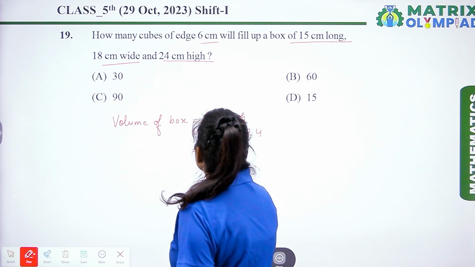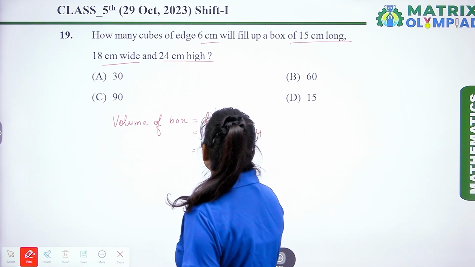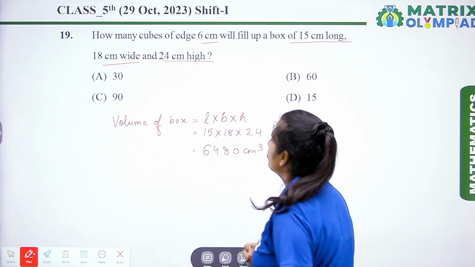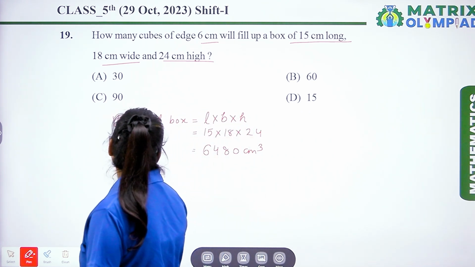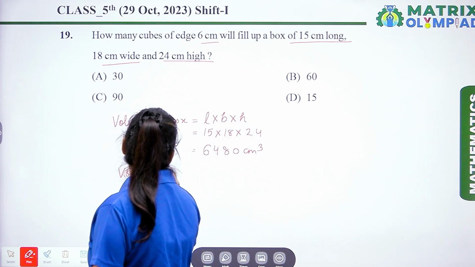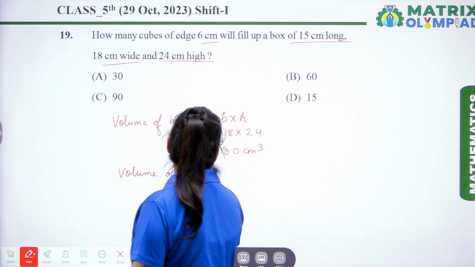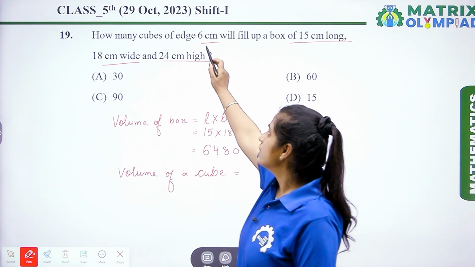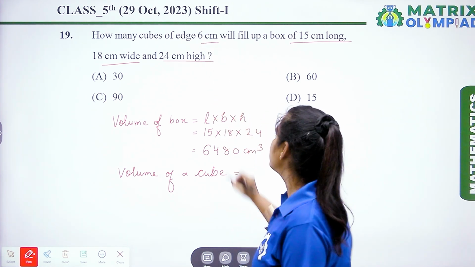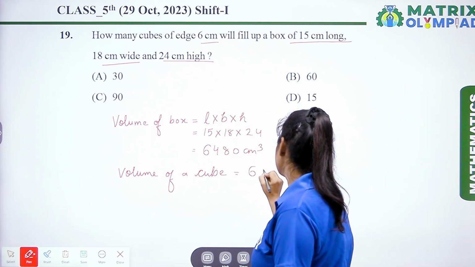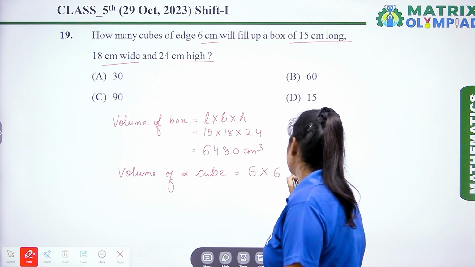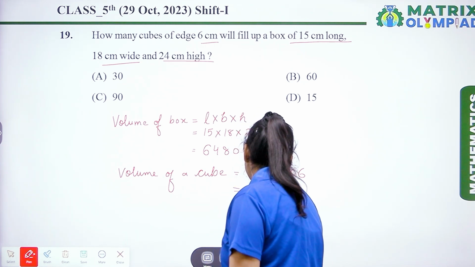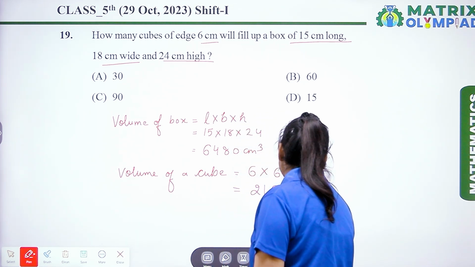So the answer is 6480 centimeter cube. Now the next is volume of a cube. So here volume of a cube is side into side into side and we have 6 centimeter edge. So here we are going to multiply 6 multiplied by 6 multiplied by 6 and after multiplying we get 216 centimeter cube.